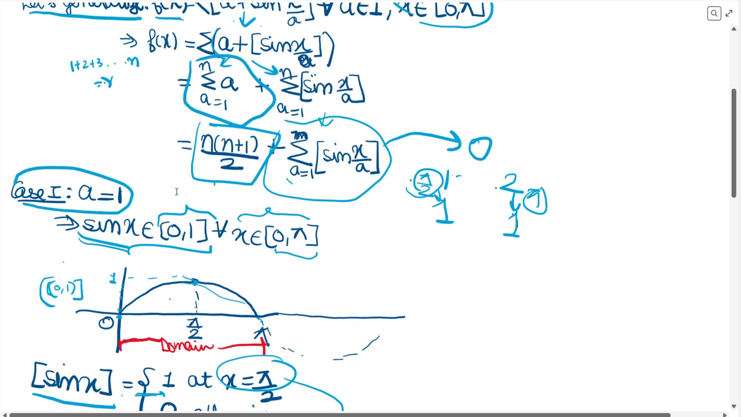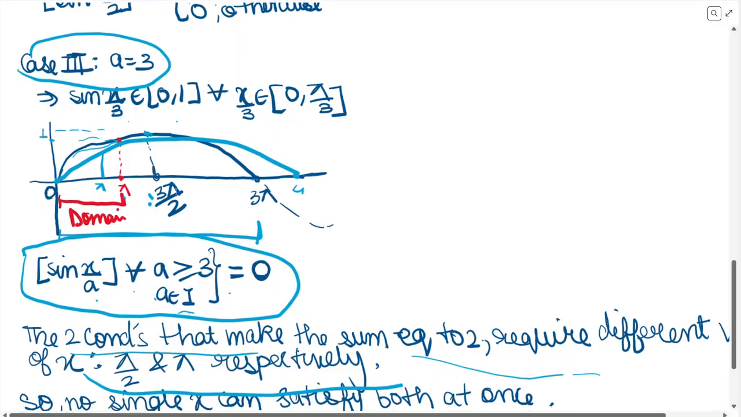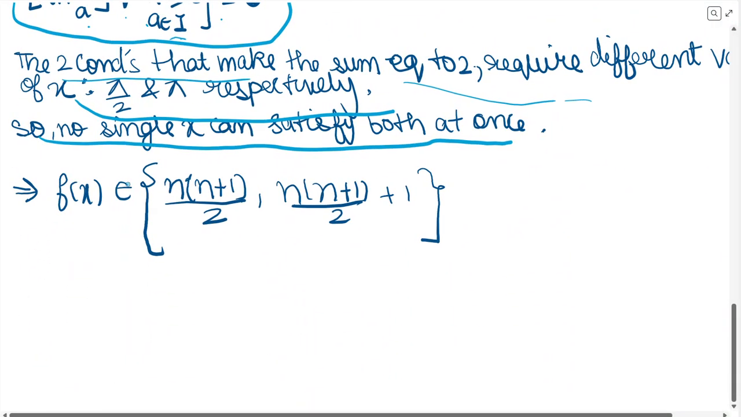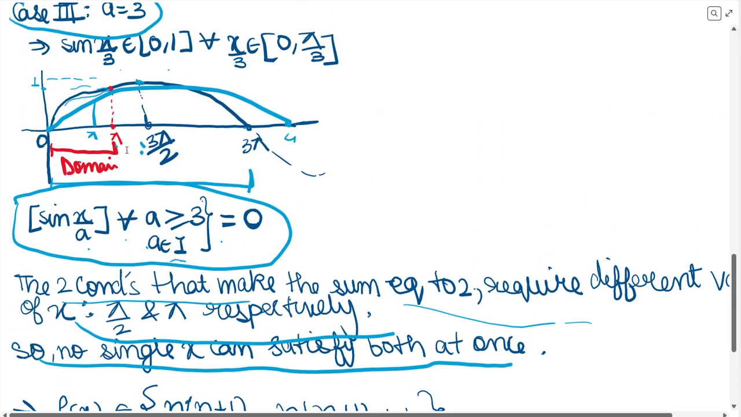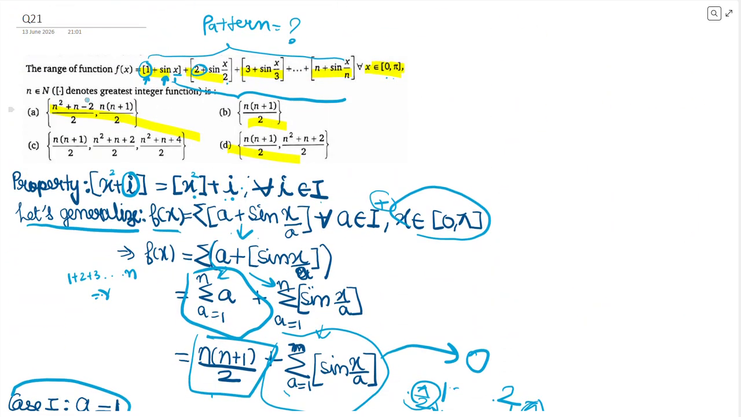That's just not feasible. That means f(x) is going to take two values, right? First is going to be this thing, and secondly, depending on whether x takes the value pi or pi by 2, we will add plus 1 here, right? Depending on our x value. So A's option is going to be the correct option.